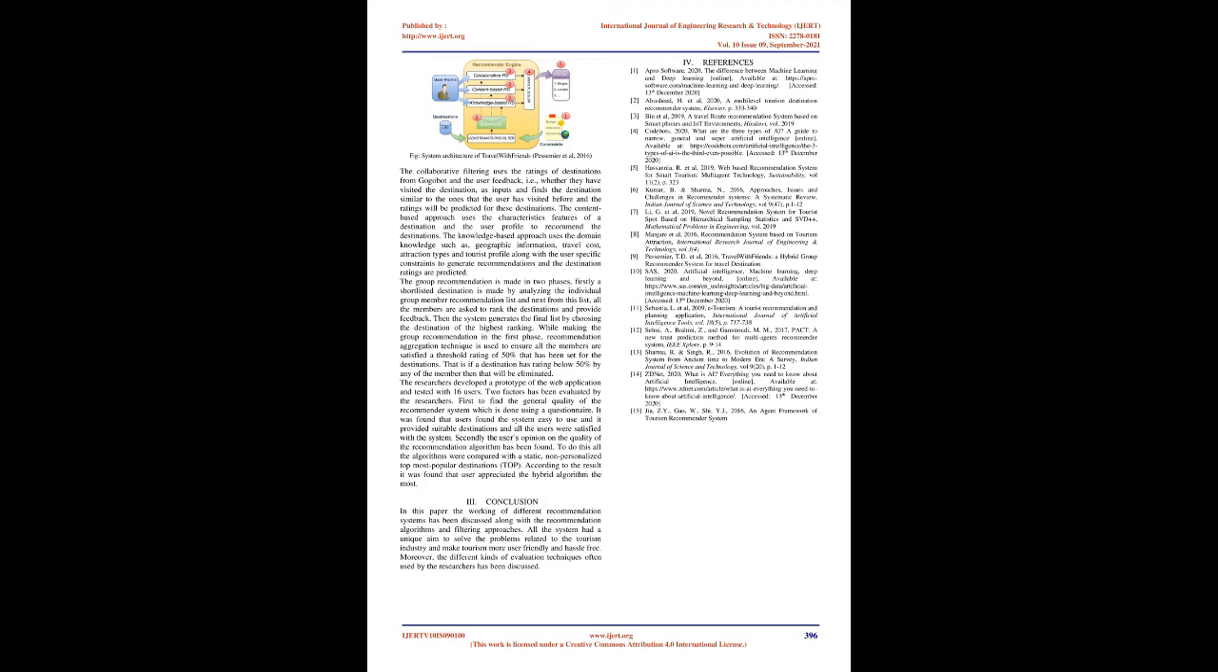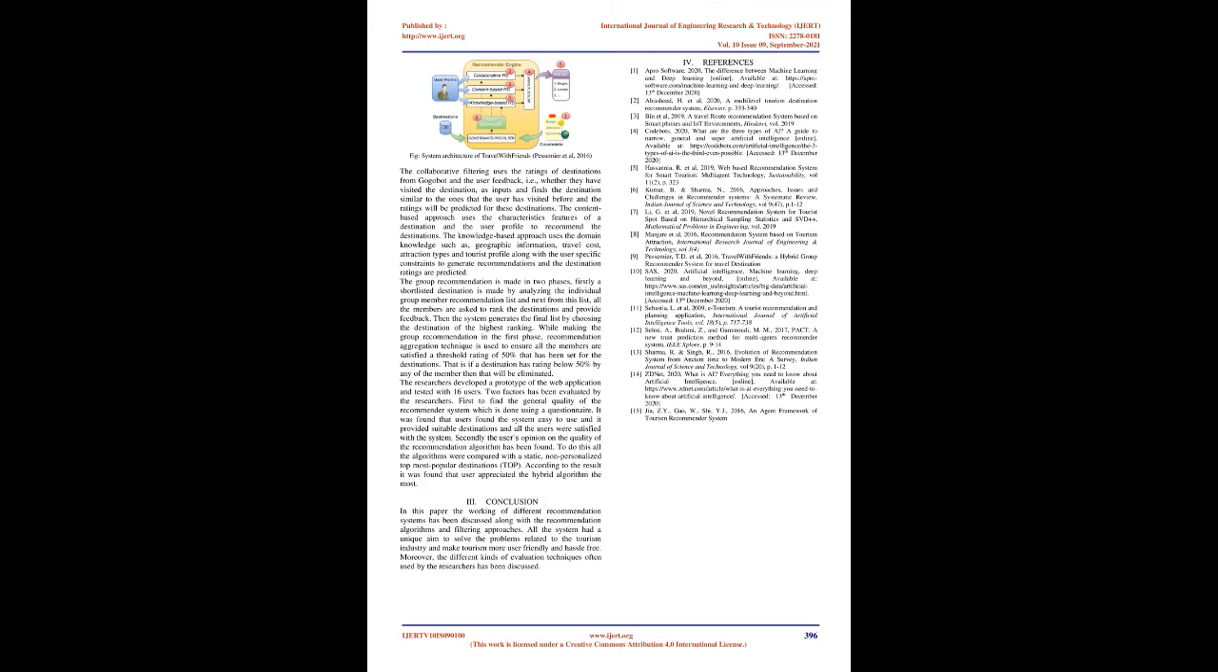The collaborative filtering uses the ratings of destinations from Gagabit and the user feedback, whether they have visited the destination, as inputs, and finds destinations similar to the ones that the user has visited before, and the ratings will be predicted for these destinations. The content-based approach uses the characteristic features of a destination and the user profile to recommend destinations. The knowledge-based approach uses domain knowledge such as geographic information, travel cost, attraction types, and tourist profile, along with the user-specific constraints to generate recommendations, and the destination ratings are predicted.